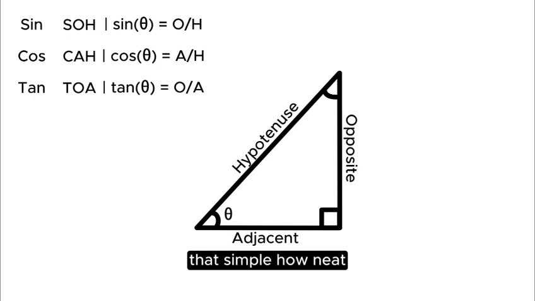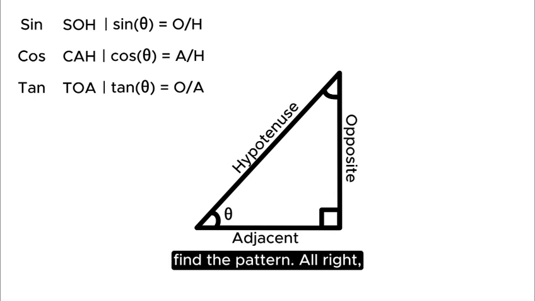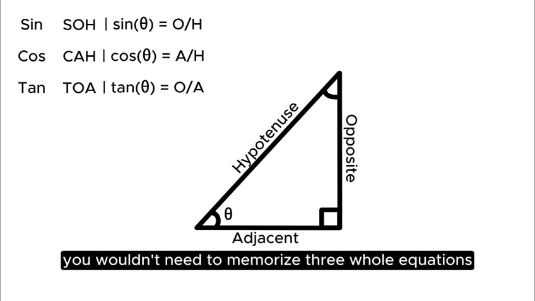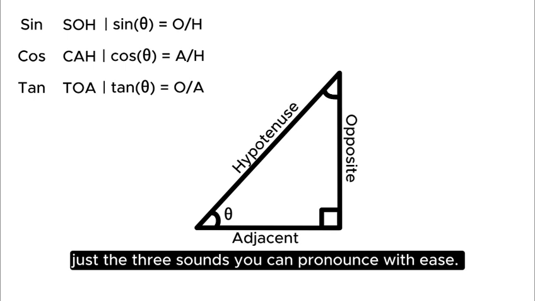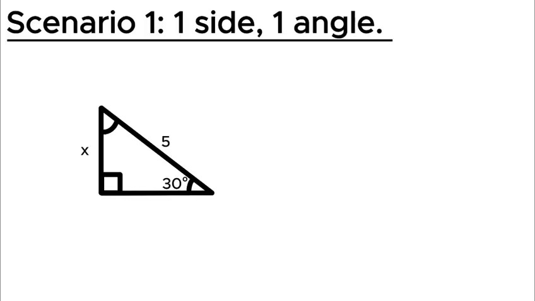That's simple. How neat. Take some time to comprehend this information. Find the pattern. Alright, SOHCAHTOA. With this trick, you wouldn't need to memorize 3 whole equations. Just the 3 sounds. You can pronounce with ease. Well, cool. Let's look at some examples.